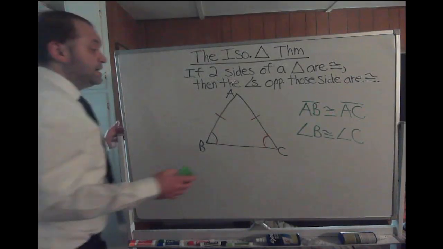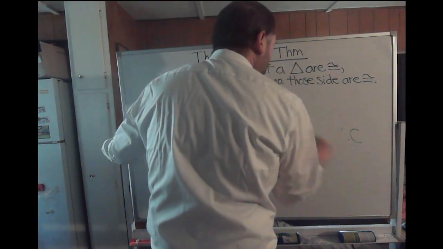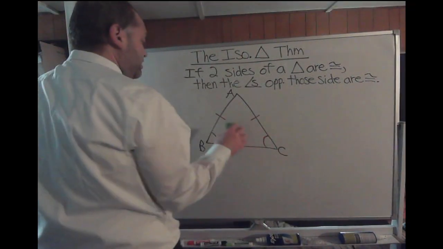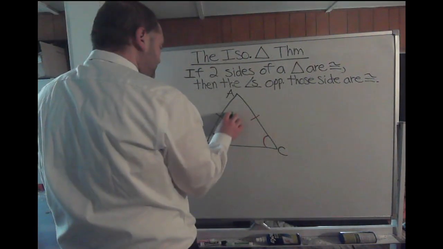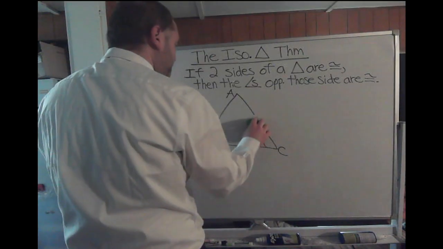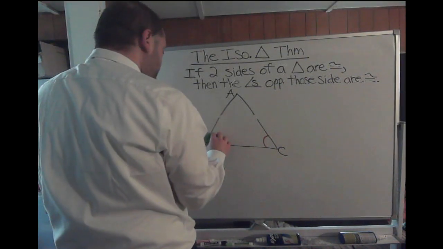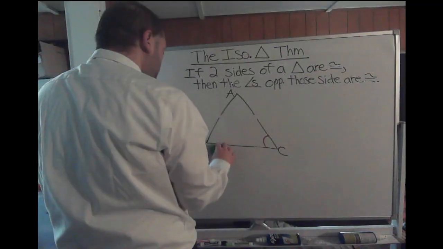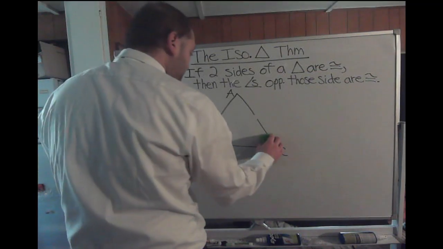Alright, now I'm going to change this up a little bit here. This is still going to be the isosceles triangle theorem, but it's going to be part 2. This will be the isosceles triangle theorem part 2. That's what we're going to have here.